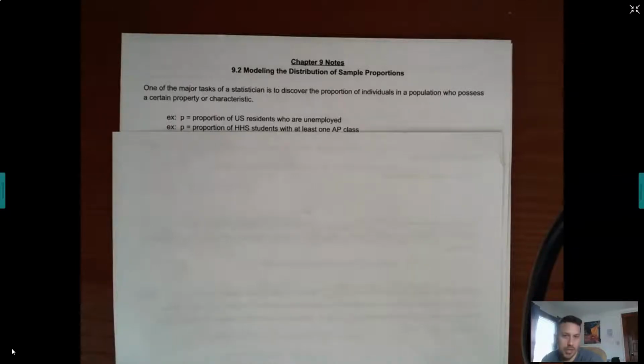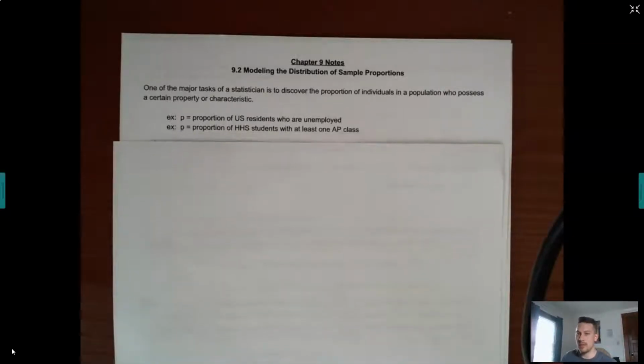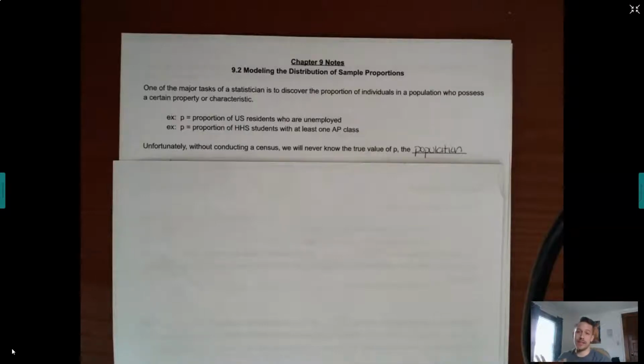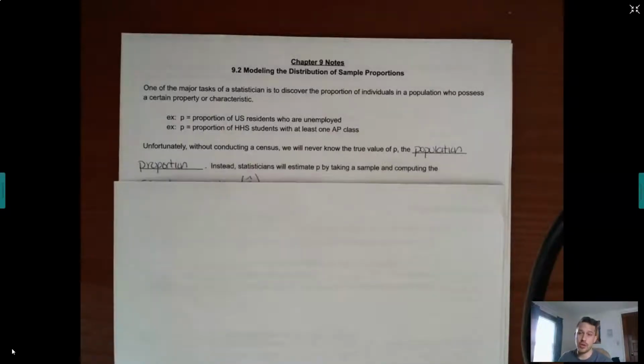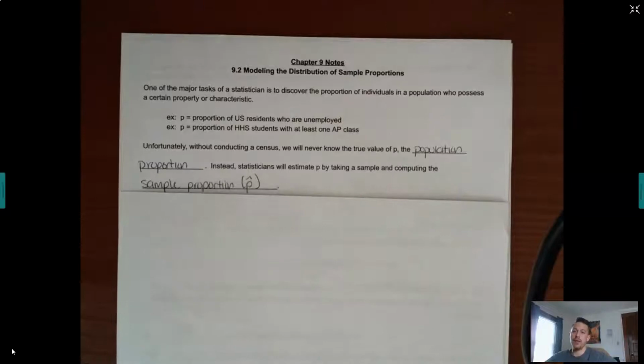So another example could be the proportion of U.S. residents who are unemployed, which is another issue right now, or the proportion of Herman High School students with at least one AP class, right? This is looking at a population. And without a census, we'll never know the true value of P, the population proportion. Instead, statisticians will estimate P by taking a sample and computing the sample proportion. If we're going to be focusing on proportions, next section will be on mean. So it's just a different number summary. So we're completely focused on proportions, which is basically percent of a population, or you can put it as a decimal. That's what we mean when we say proportions.